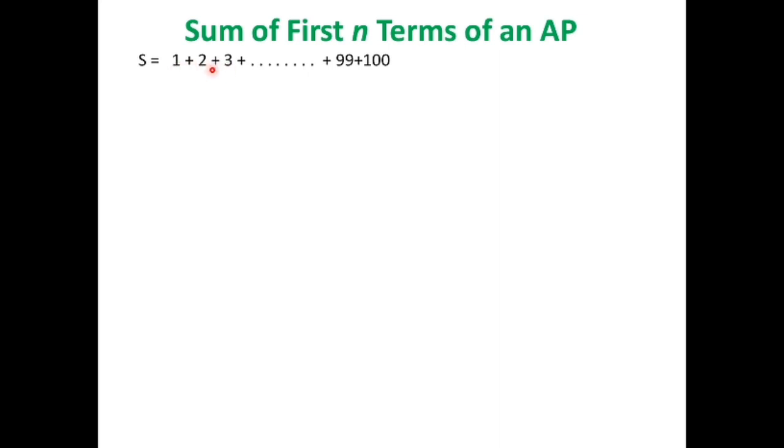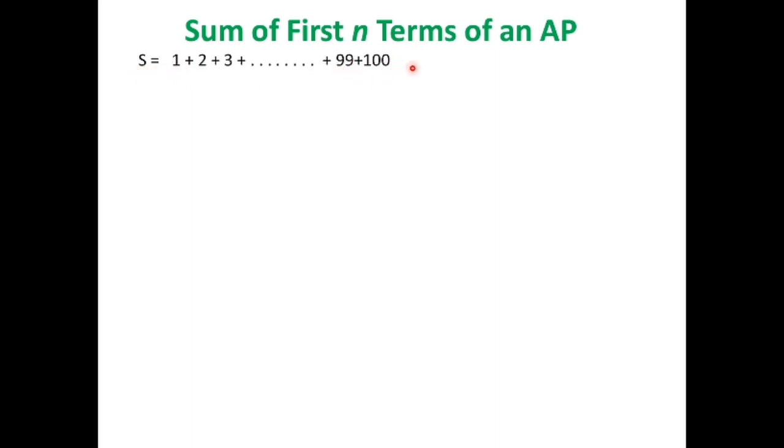This is in AP: 1, 2, 3. Here first term is a and common difference is 1. And how many terms are here? 100 terms are there. So we have to find the sum of 100 terms of AP. Here we will learn how to get the formula. To get the formula, we are applying one example. Through this example, we will understand how we will get a formula to find the sum of first n terms of AP. Here S means sum of first n terms.